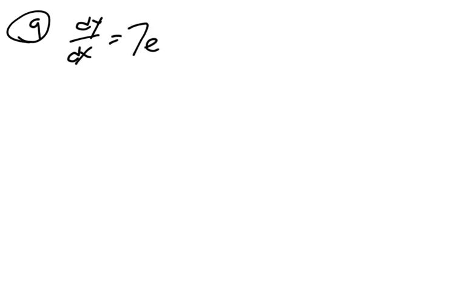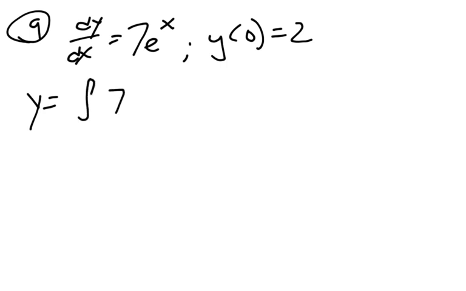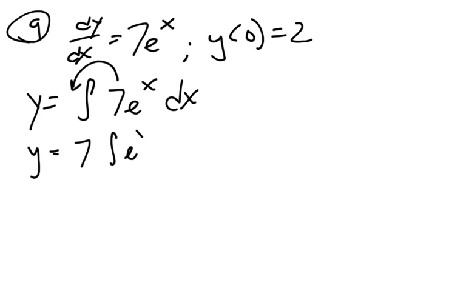Alright, number 9, dy dx equals 7e to the x, and y of 0 equals 2. We're going to say y equals the integral of 7e to the x dx. The 7 can go out in front. The integral of e to the x is just e to the x. Don't forget your plus c.